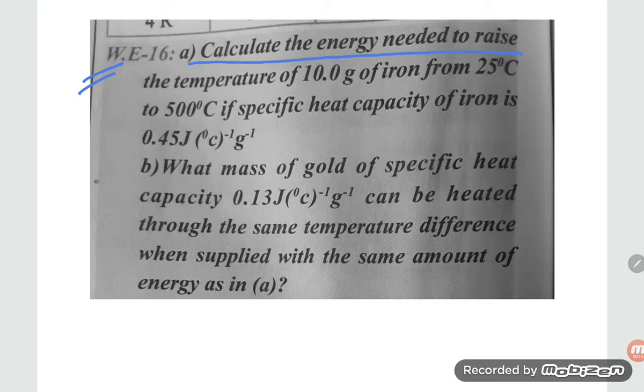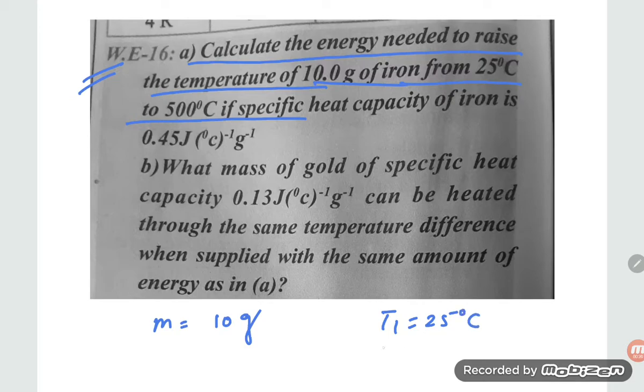Calculate the energy needed to raise the temperature of 10 gram of iron. The mass they have given is 10 gram of iron, from 25 degrees Celsius to 500. So T1 is 25 degrees Celsius, and T2 is 500 degrees Celsius. The specific heat capacity of iron, C, is given as 0.45 joule per centigrade per gram. Now what we have to calculate is the energy needed.